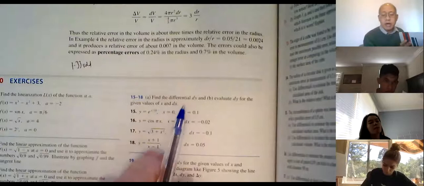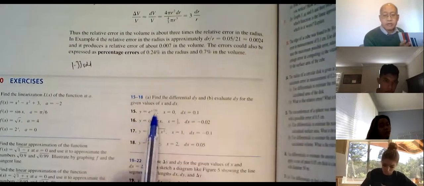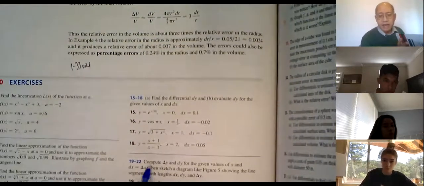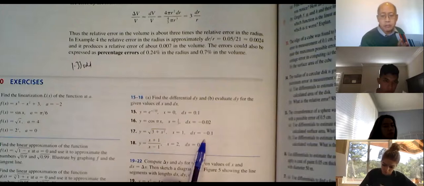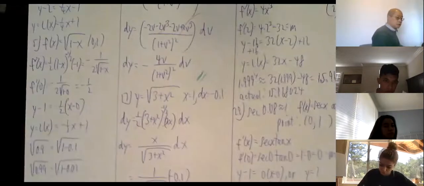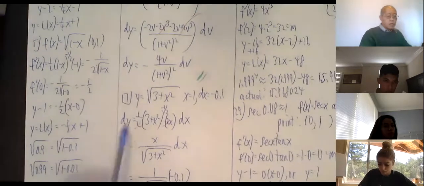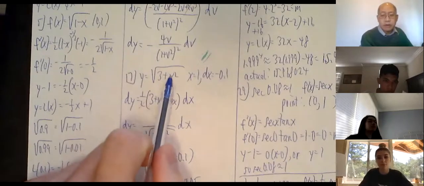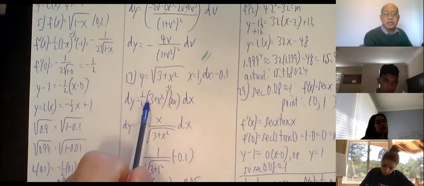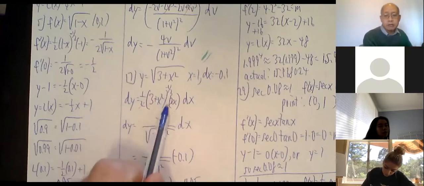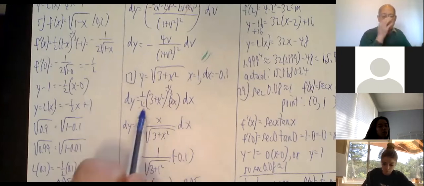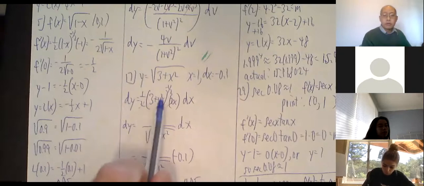Okay, let's look at the problem again. Find the differential dy and evaluate dy for the given values of x and dx. So x is 1, dx is negative 0.1. So this is saying if x decreases by 0.1, how does y change approximately? So dy equals, again, think of this as (3 plus x squared) to the 1/2 power, right? So 1/2 times (3 plus x squared) to the negative 1/2, then by the chain rule times 2x dx. And the 2 cancels the half. So this is x over radical 3 plus x squared, dx.